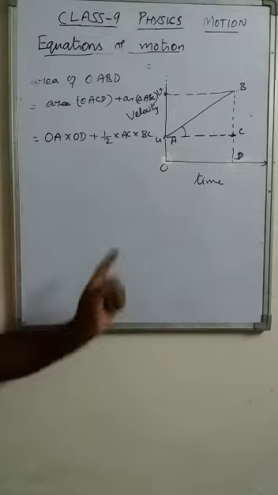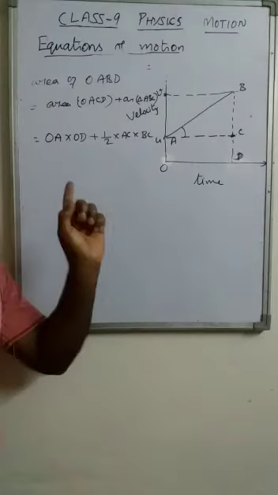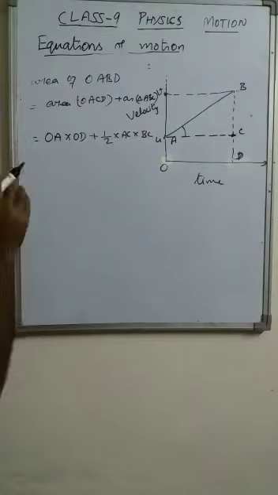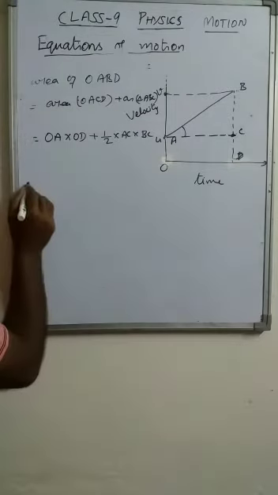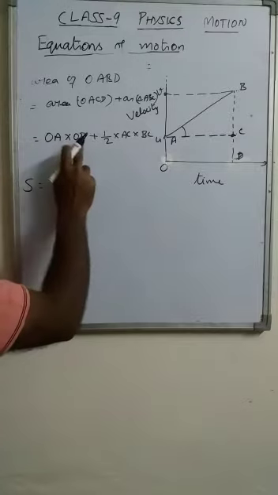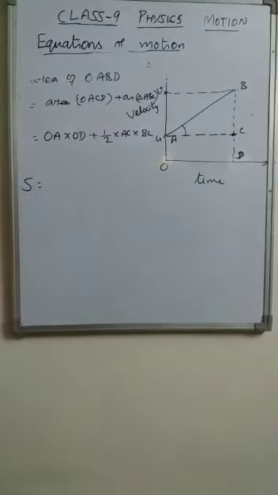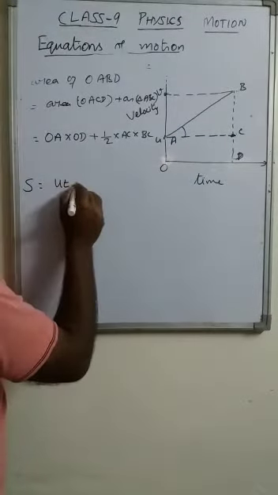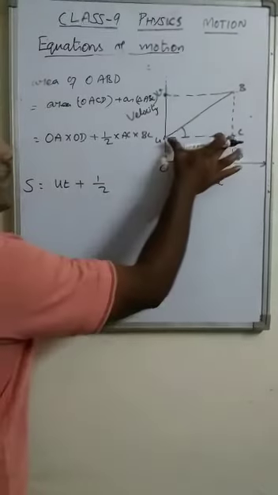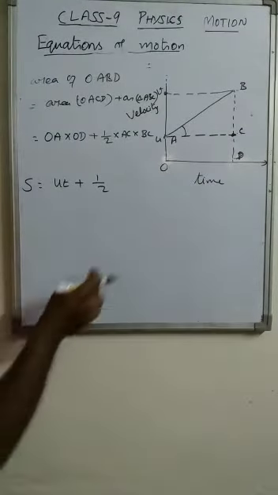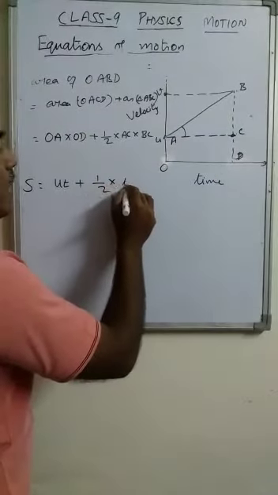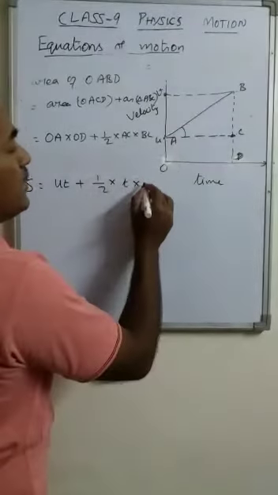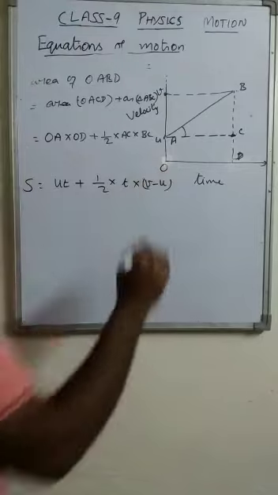Already we discussed that the area of a VT graph gives the total distance traveled. So the area of OABD is equal to the total distance traveled, that is given by the symbol capital S. So S is equal to the area of a rectangle, OA into OD. OA is equal to u and OD is equal to t, plus half into AC, that is equal to OD, so we can write t, into BC, that is equal to v minus u.